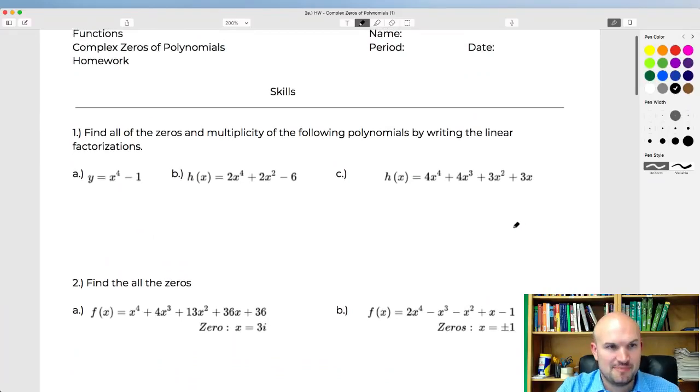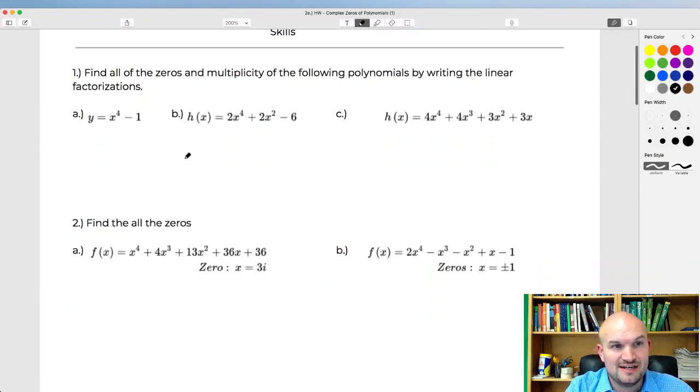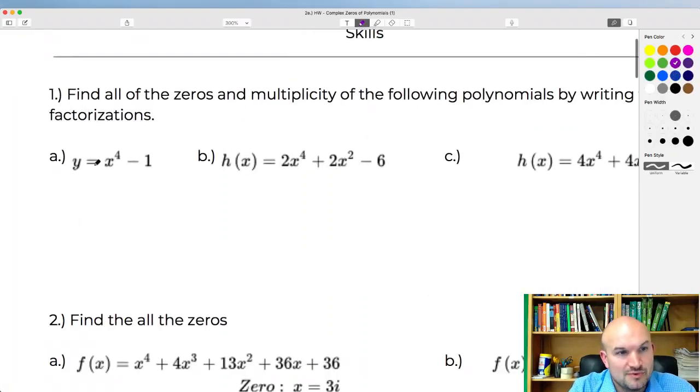Complex zeros of polynomials. So what we're looking at here is finding the zeros and multiplicity of the following polynomials by writing the linear factorizations. So basically what we want to do in this case is find the zeros, at least to start. So by finding the zeros, we're going to be looking for the values of x that make this equation true. X to the fourth minus 1 is equal to 0.